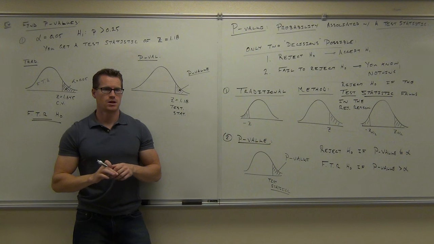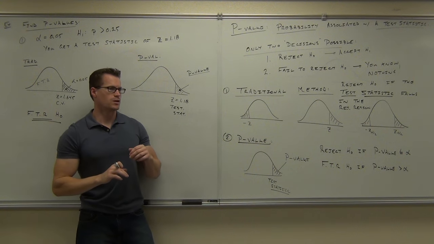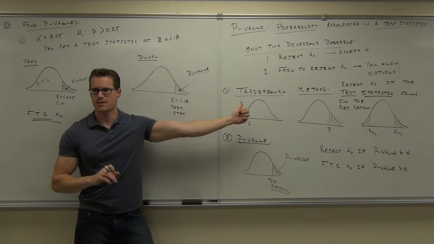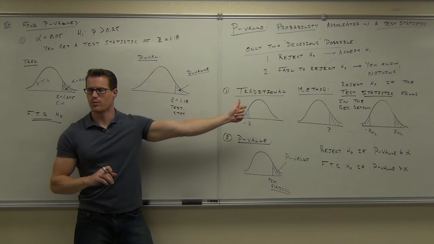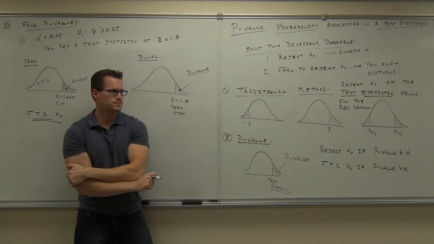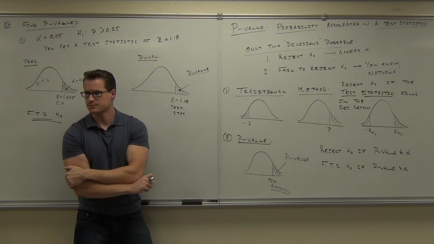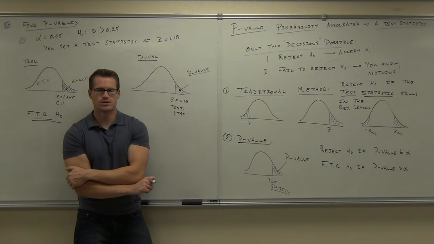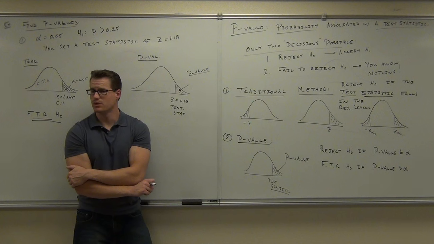Do you? On your calculator, you put in normal CDF from 1.18 to 10. Remember doing that? On your table, you look up 1.18. So go ahead and do that now. Look up 1.18. You're looking at z-scores now. Look up 1.18. Say that one more time, Chris. 0.8810. Did everyone find 0.8810?